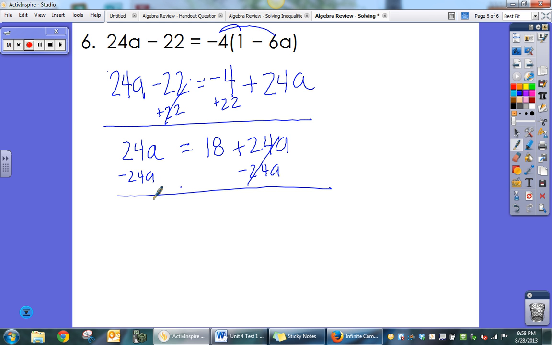And you'll see I've ended up with a similar solution where I get 0 equals 18. And since this is not a true statement, there is no solution, or the symbol for no solution to this example.